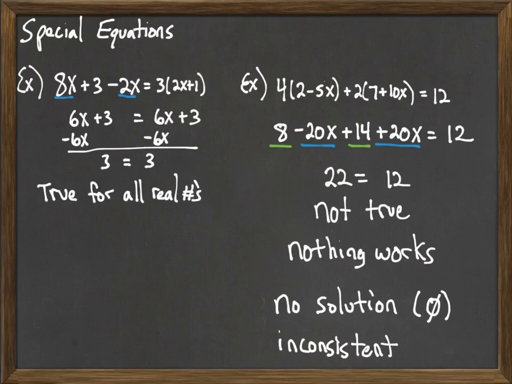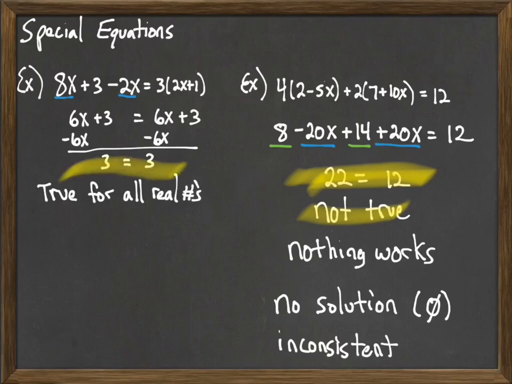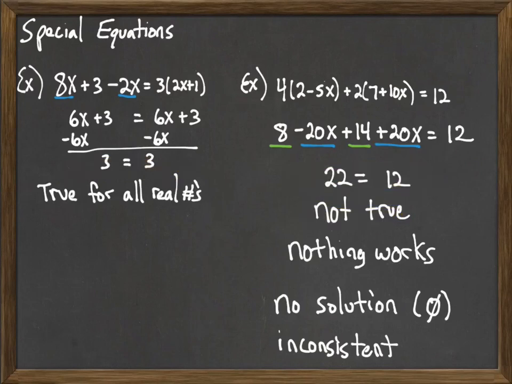The key understanding is variables are gone, it's not true. If the variables are gone and it is true, then we have an equation that's true for everything. But if the variables are gone and it's not true, then nothing works and there's no solution.